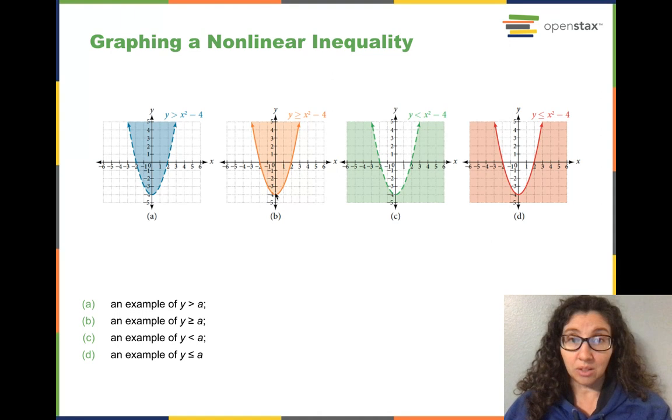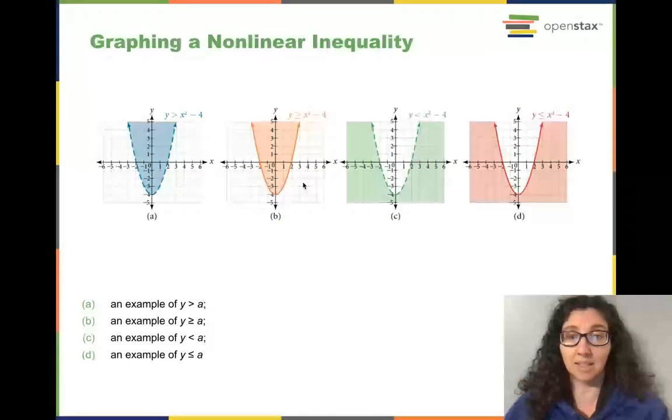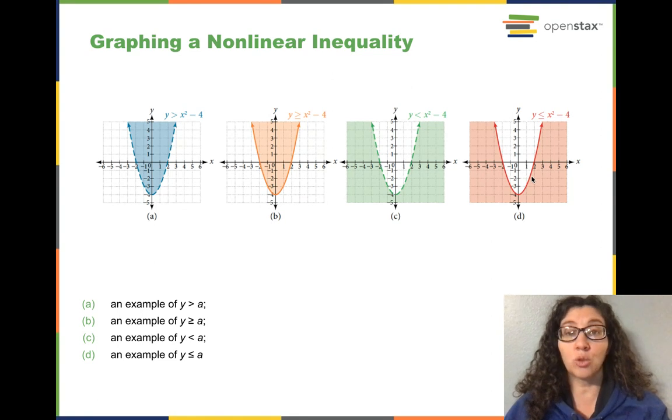Over here, at this point, 0, -4, -4 is greater than or equal to -4. So this solid line is included in the shaded region of solutions. Okay, so the solution set in this case is the whole shaded region. It's not just a part of the number line, it's a region on the whole graph.